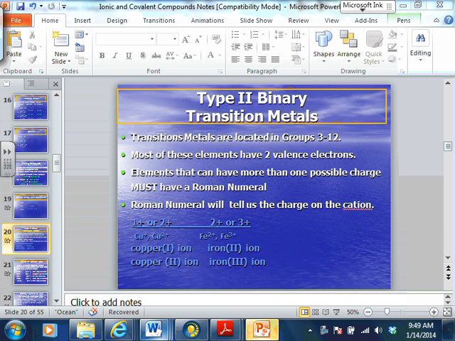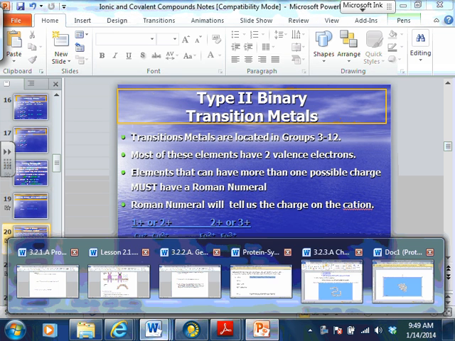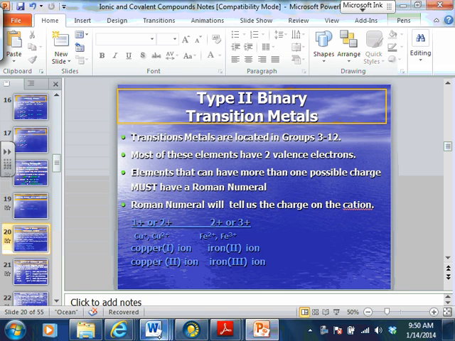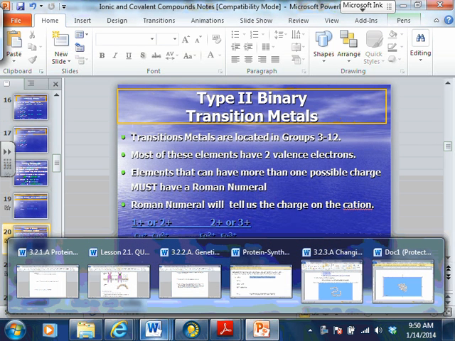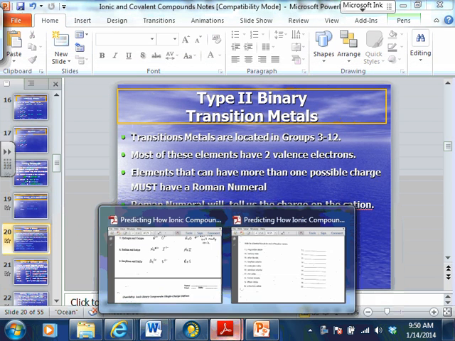I got too many windows open right now. Really? I don't want to play this game right now. Oh, it's a PDF anyway.